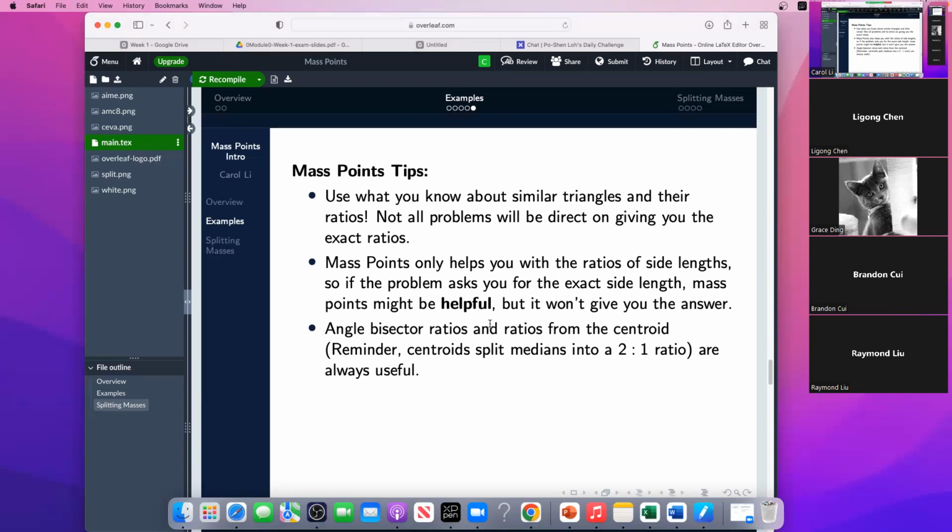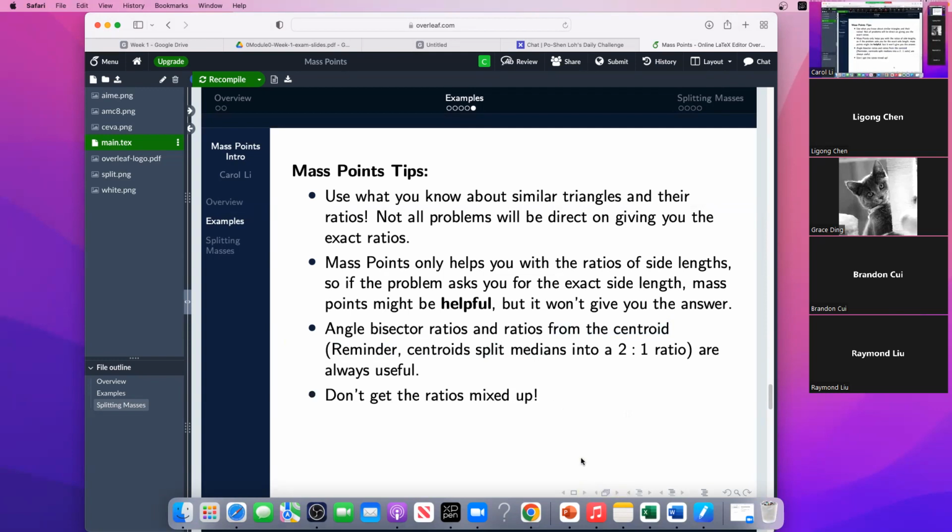And then angle bisector ratios and ratios from the centroid. That has appeared on AMC, where the ratio of the centroid can help you with mass points. If you remember, the centroid splits medians into a 2-to-1 ratio, and using that can obviously help with mass points.